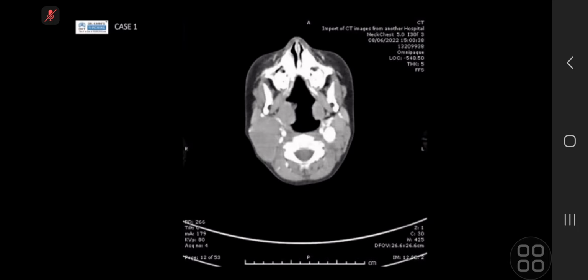Can I ask, what are your differentials again? Tell me your three differentials. Okay, first, this is a carotid body tumor. Second, glomus vagale. It could be schwannoma and neurofibroma, also enlarged lymphadenopathy.